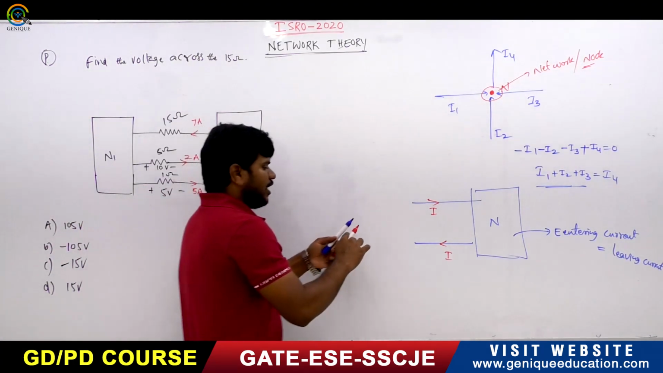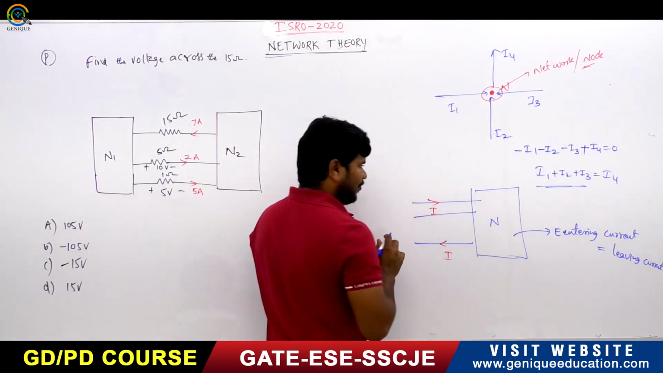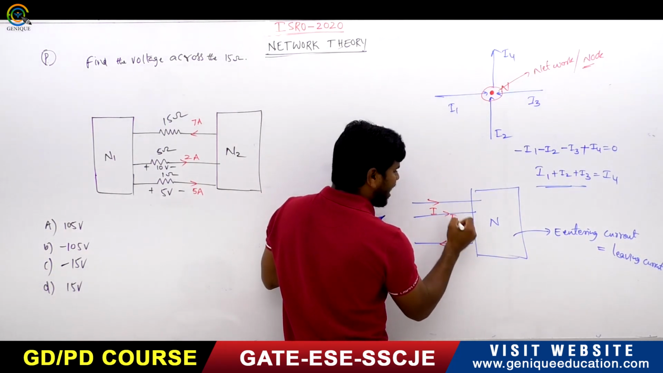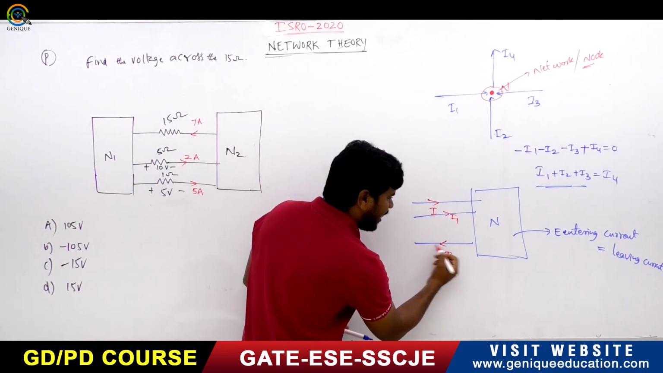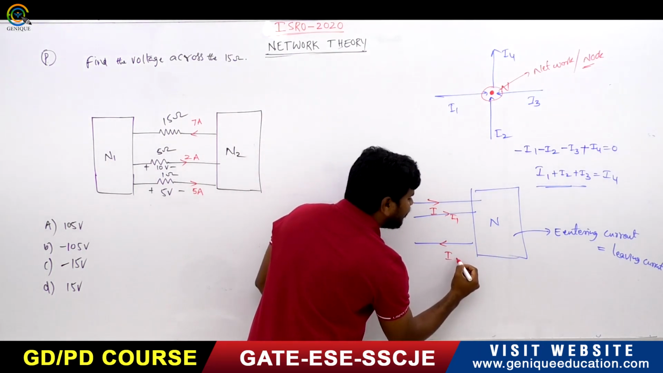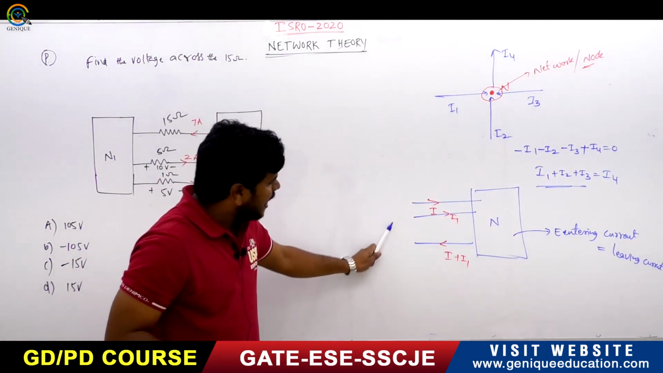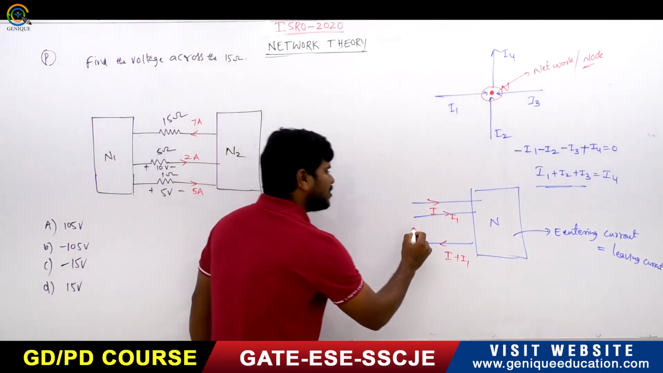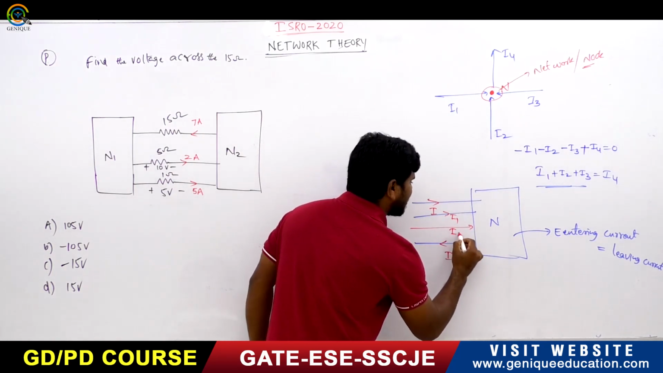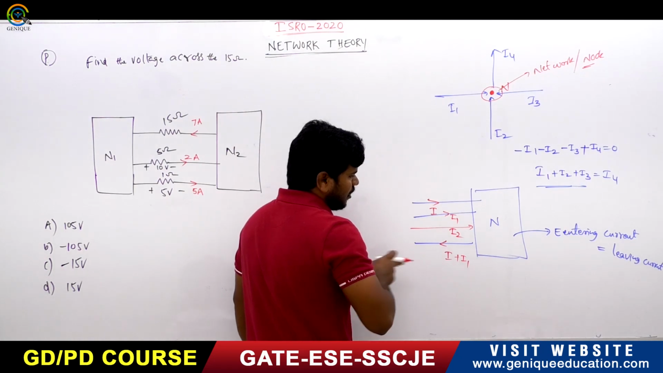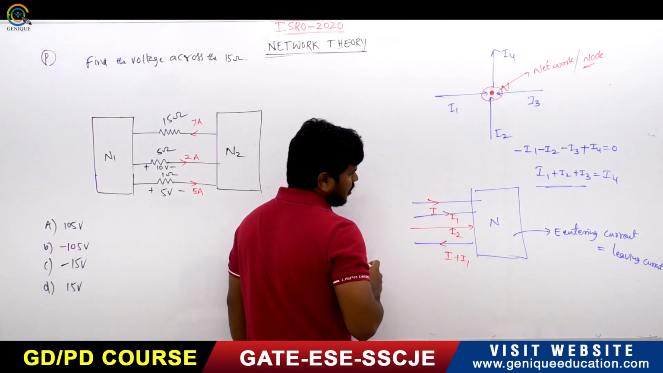Suppose one more branch is given like this, let us suppose this is I1. Now this current must be equal to I plus I1. Like that, suppose 10 entering currents are there, and one more current is given like this, let us suppose I2. So what will it be? How much will it be?